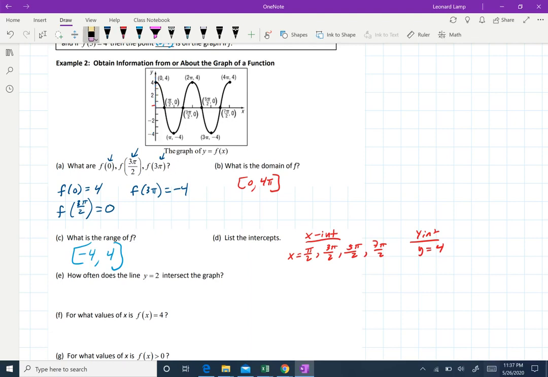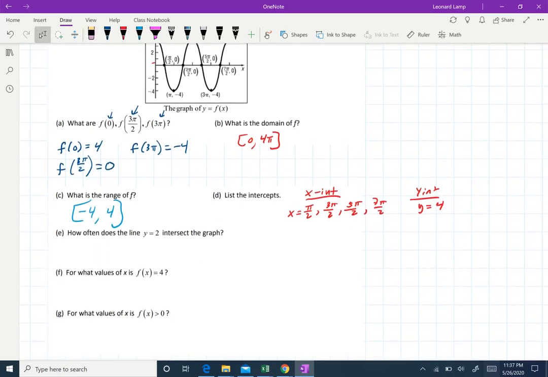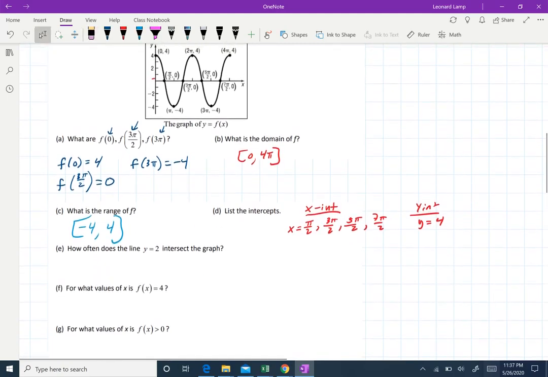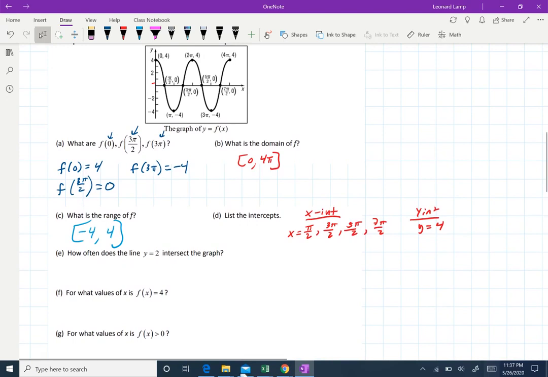Part E. We're getting down to the last couple questions here. So part E, how often does the line y equals 2 intersect the graph? Now, first thing is you need to know what type of line this is, right? y equals any number should be a horizontal line, right? Intersecting the y-axis at 2. So it's basically asking how many times does this line intersect the graph, right? So you have 1, 2, 3, 4. 4 times.